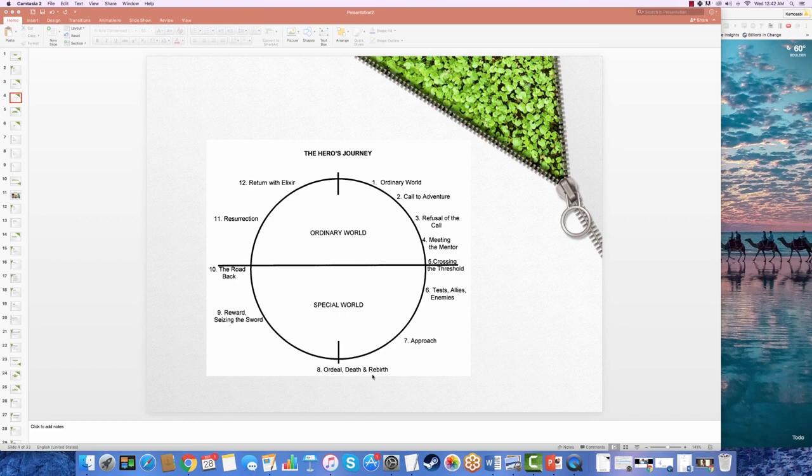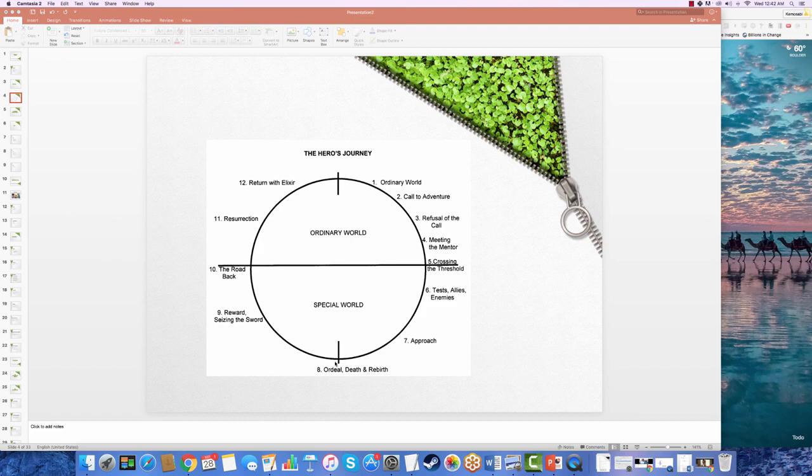So whether it's literal or figurative or metaphorical, this is the turning point of the special world, and this is the entire reason for the hero's journey. The hero's journey exists to take an ordinary person and turn them into something brand new and better through trial. That is what the hero's journey is all about.